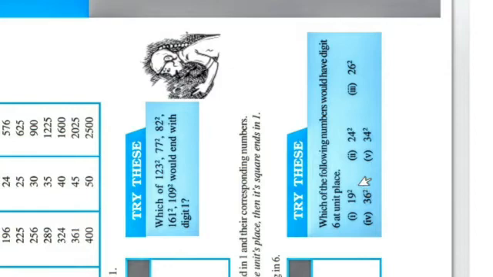So which of the following numbers would have the digit 6 at units place? Okay, 19 square. So 9 nines are 81. So it will have 1 at the unit place. Here 4 fours are 16. So it will have 6 at the unit place. 6 sixes are 36. So here also 6 will be at the unit place. And 4 fours are 16 here. So this also will have 6 at units place.